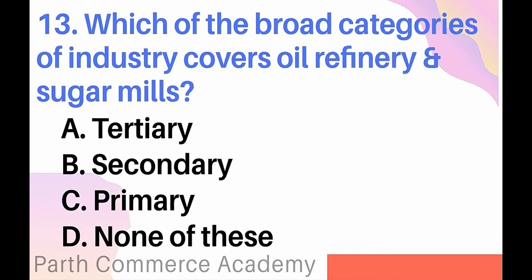Next is, which of the broad categories of industry covers oil refinery and sugar mills? Tertiary, secondary, primary, or none of these?